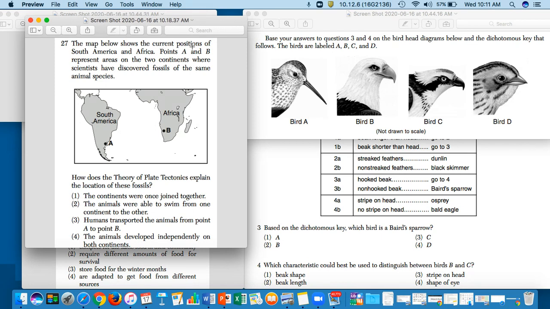The map below shows the current position of South America and Africa. Points A and B represent areas on the two continents where scientists have discovered fossils of the same animal species. How does the theory of plate tectonics explain the location of these fossils? So we talked about plate tectonics too, guys. We went over it. Wow, this is true. There were dinosaurs in Argentina that were found in different places of the world, like Africa, and scientists put two and two together along with other reasoning to state... I can't give it away, because we went over this one in class. You all should be screaming at the top of your lungs right now.